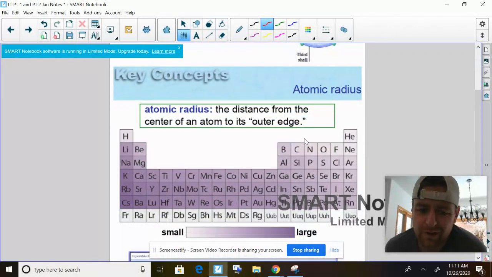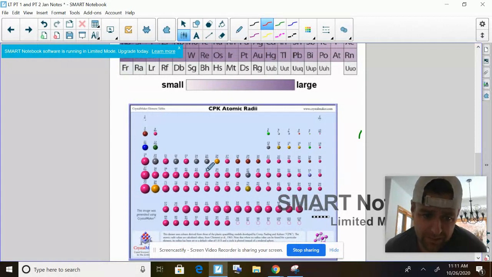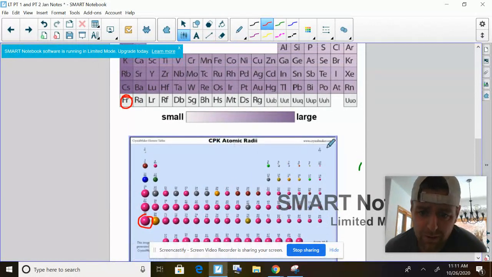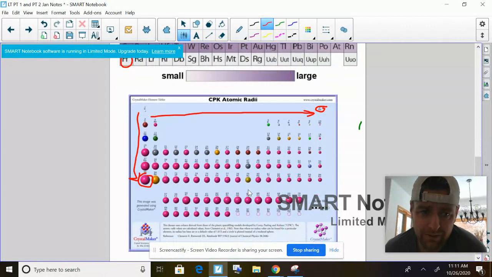And there's a general trend you can see here that the biggest atoms are down in the lower left-hand corner. Francium doesn't really exist, but it theoretically would be the biggest atom on the table. And then the smallest atom on the periodic table is helium. So it gets bigger as it goes down a group, and it gets smaller as it goes across a row. Okay, so that's the general trend, and you're going to graph it tomorrow, but that's the general trend for radius.